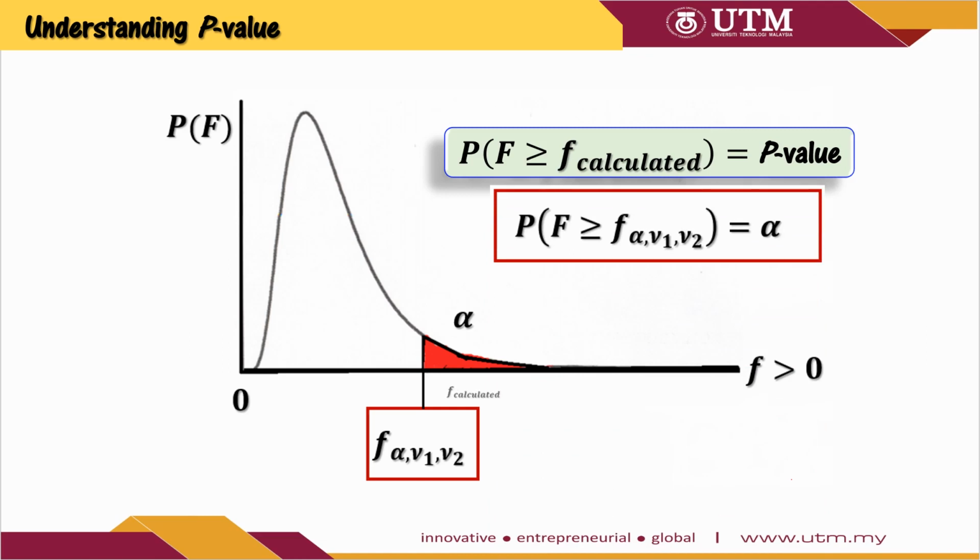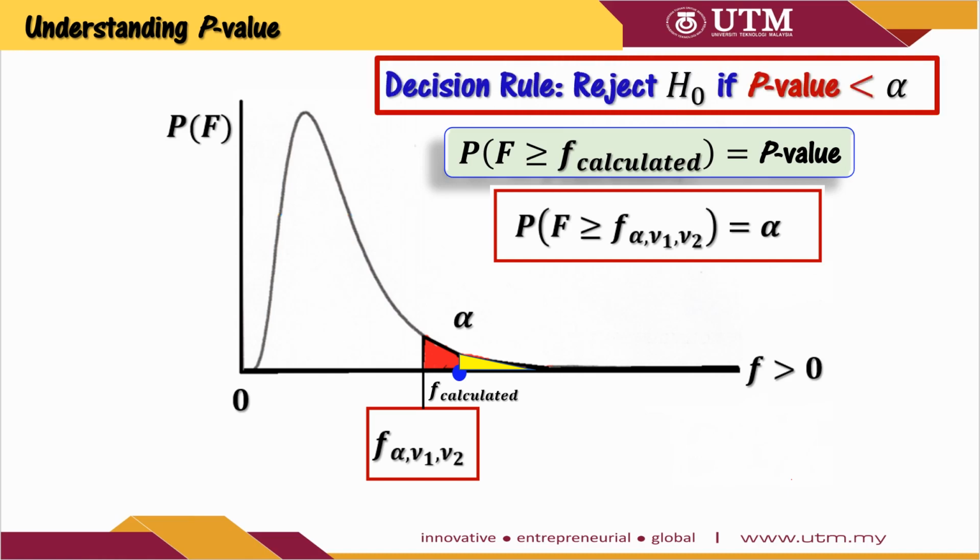Suppose the calculated F ratio is located here in the critical region. The yellow shaded region then is the p-value, which is obviously smaller than the red shaded area given by alpha. Therefore, the alternative decision rule when using the p-value is to reject H0 if the p-value is smaller than the level of significance alpha, which implies that the calculated F ratio is larger than the right-sided critical value. The conclusion will be exactly the same when you use any of the decision rules.